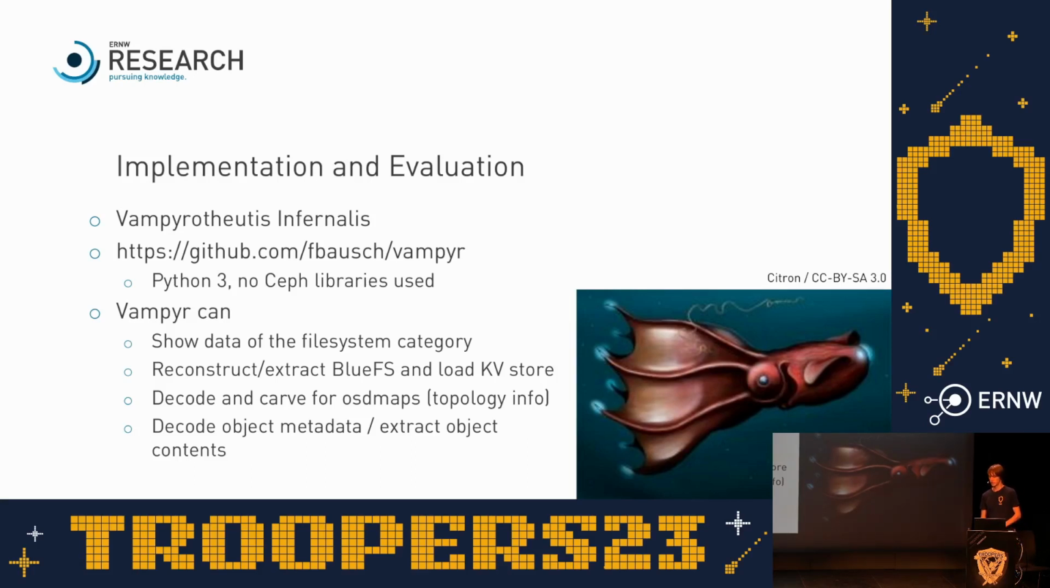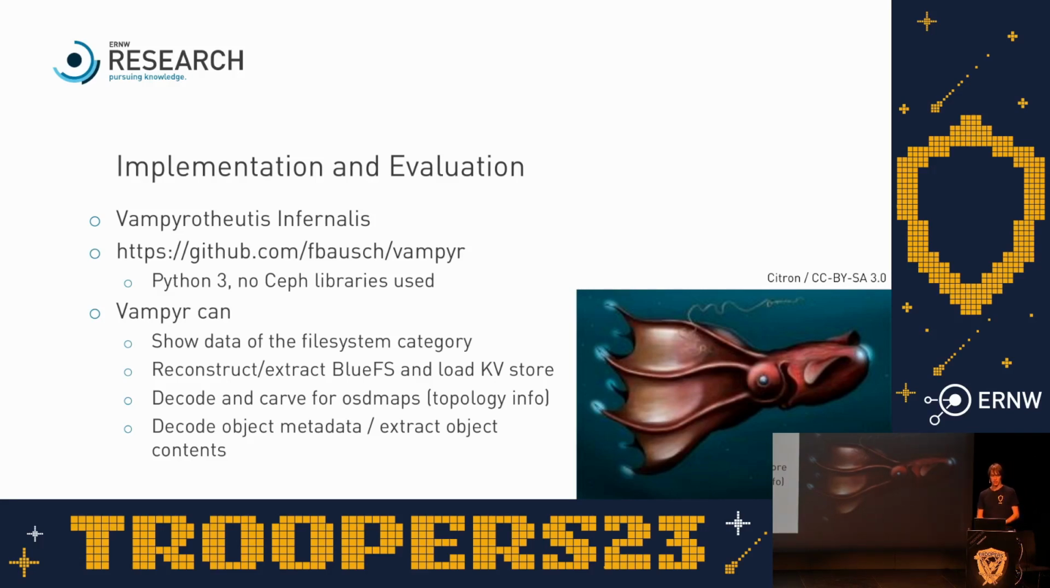And now Vampire can show the data of the file system category, for example, when the OSD or the CephFS was created. I can reconstruct and extract data from the BlueFS and load the key value store, and I'm able to interpret most of the metadata that is stored in the key value store.